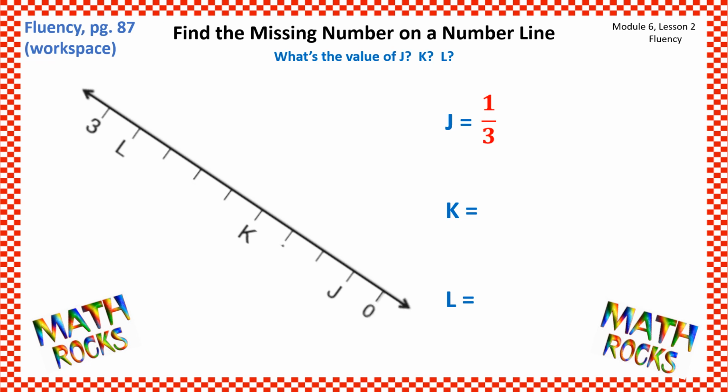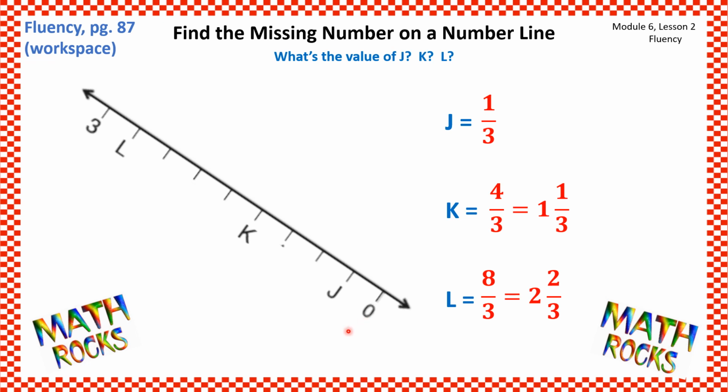The value of j is 1/3. The value of k is 4/3 or 1 1/3. Remember, every improper fraction has to be changed into a mixed number. And the value of l is 8/3, which as a mixed number becomes 2 2/3. If you're confused about how we were able to find these fractions here, let's walk through this one really quickly.